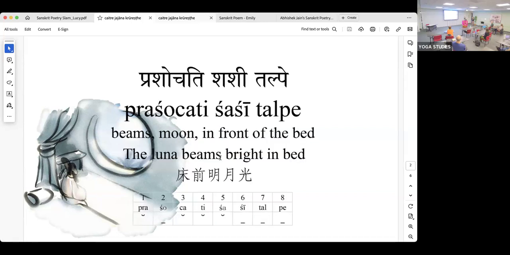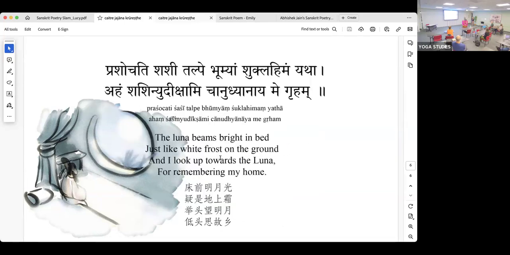So we can chant it in Chinese too later, maybe. So really it's saying that the luna beams bright in the bed, just like white frost on the ground. And I looked up towards the luna for remembering my home. Then we can try to chant it in Sanskrit.